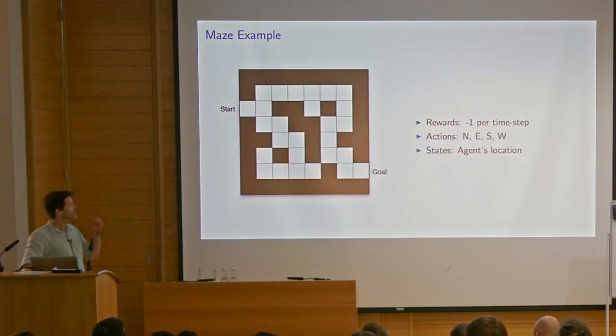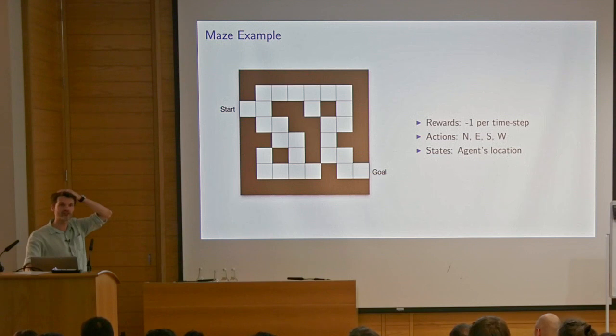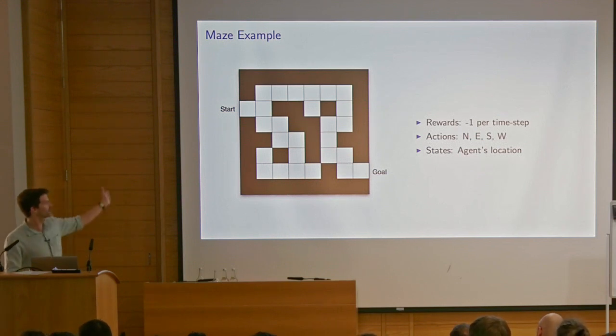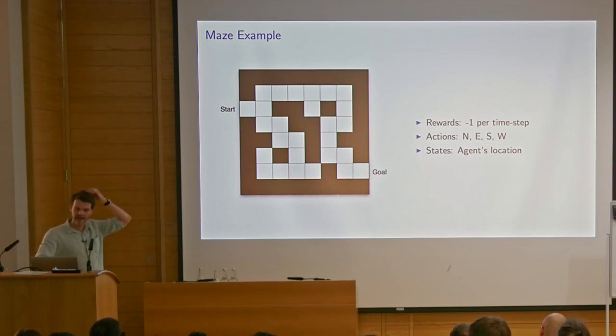So here's a simple example, of course, for exposition. Let's say we have a maze with a start and a goal, and the rewards are minus one on each time step. There's no discounting, but the minus one will already spur the agent on to solve the problem as quickly as possible. There are four actions, according to the cardinal directions, and the state is just where the agent is. If it's a fixed maze, just where the agent is is Markovian, right? We don't need to see anything even. Just where you are gives you all the information that you possibly could need to have an optimal policy.